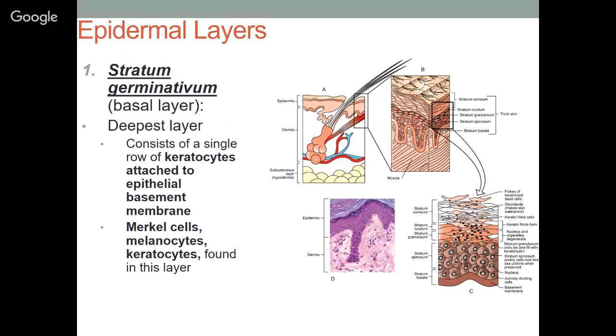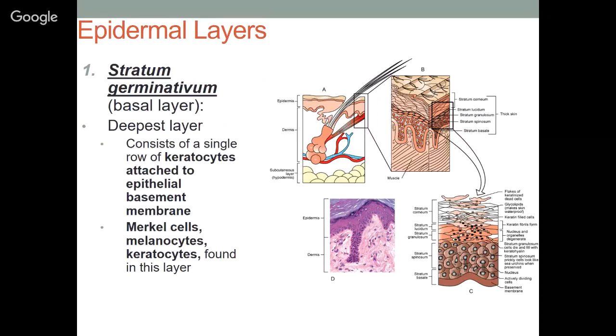The first layer, which is at the base of the epidermis, where it comes in contact with the dermis, is the stratum germinativum, which to make things easier for me and for you, I'm just going to call the basal layer or the stratum basale. It is the deepest layer, and it consists of a single row of keratinocytes, which are attached to an epithelial basement membrane. So that basement membrane, think of it as the slab of your house, the ground floor, the floor of your basement.